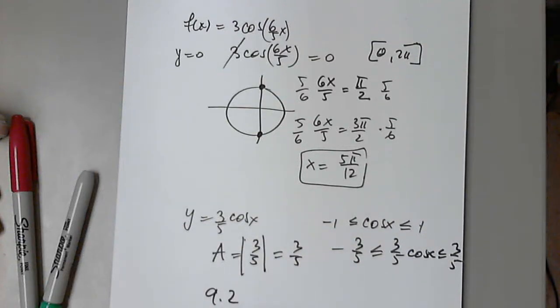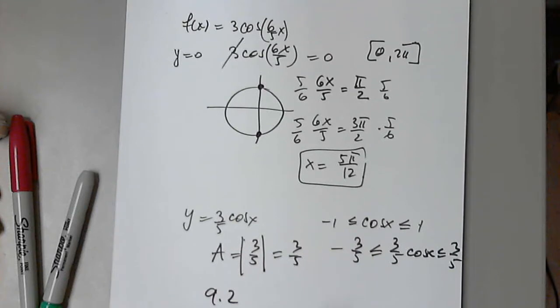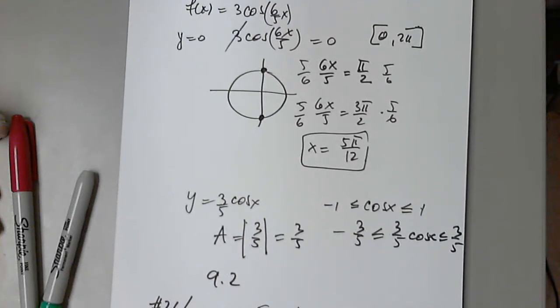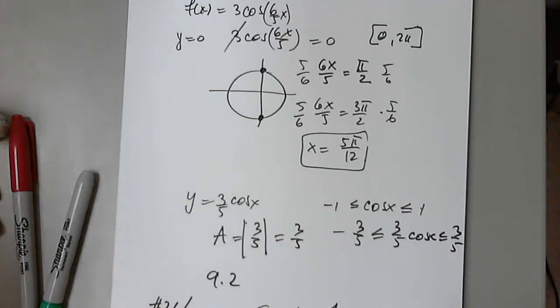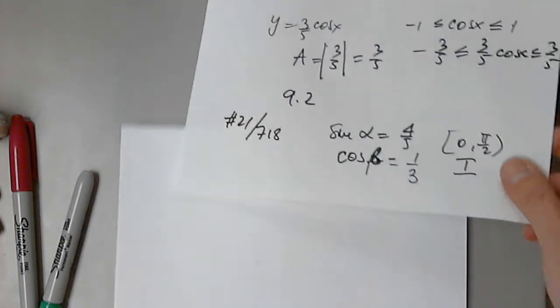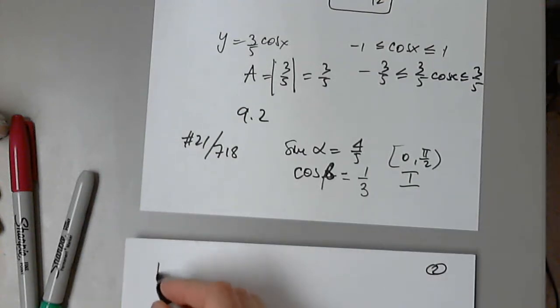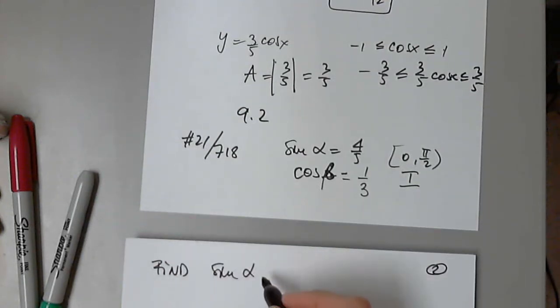With a problem like 21 on page 718. Given that sine alpha is 4/5 and cosine beta, it was A and B, I'm sorry. So anyway, I changed it to alpha and beta, that's fine. Equals 1/3. With A and B both in the interval 0 to pi over 2, which means the first quadrant, find sine A minus B. So the question is asking us to find sine alpha minus beta, and also cosine alpha plus beta.